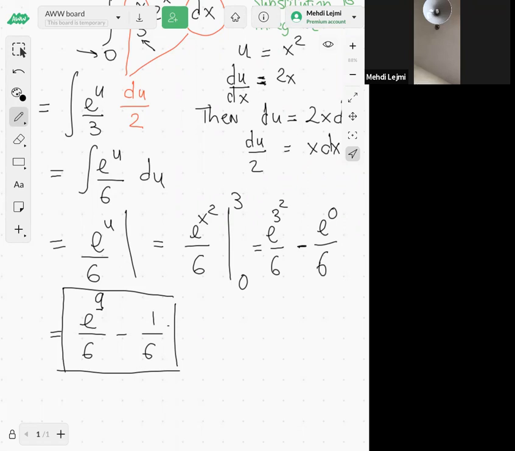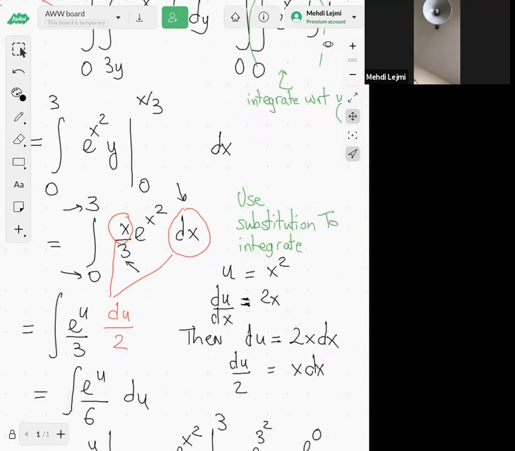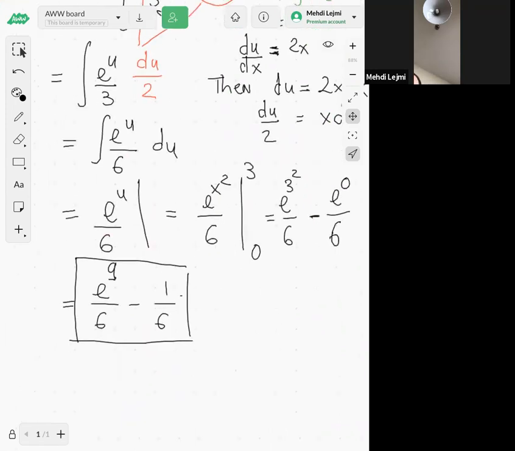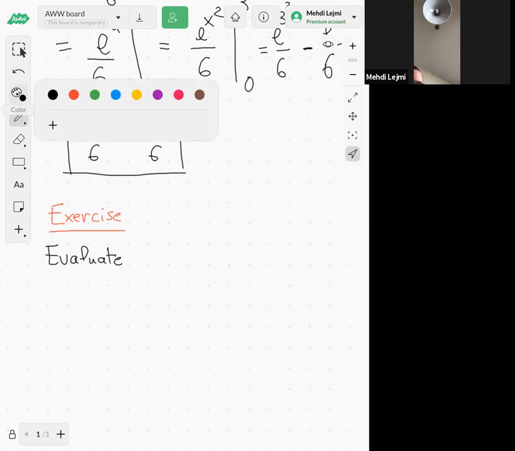Any questions, guys? So you see how I solved this double integral: I had to change the order of integration to solve this integral. All right, so let me give you a similar problem. So here's an exercise. Please try to evaluate the following integrals, and you will see you have to change the order of integration.